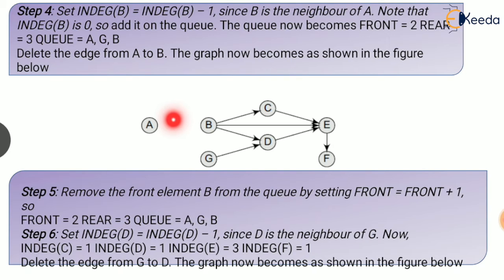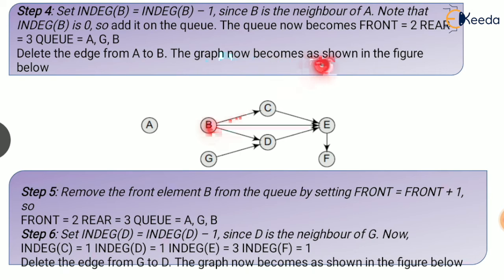Since B is the neighbor of A and A is removed from the queue, note that the in-degree of B is 0, because initially it is 1, and 1 minus 1 is 0. So add it to the queue. Now front is incremented, rear is equal to 3, because the element B also has in-degree 0. So we are now deleting the edge from A to B.